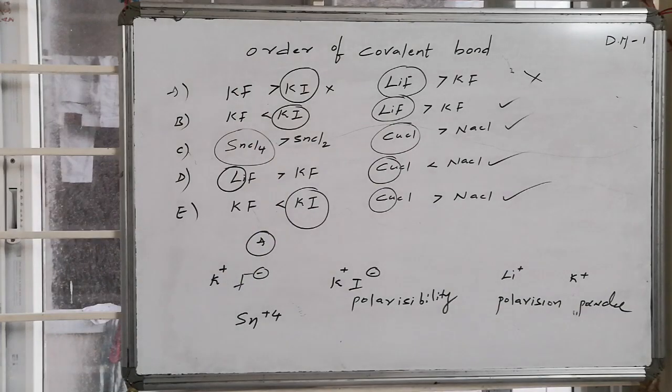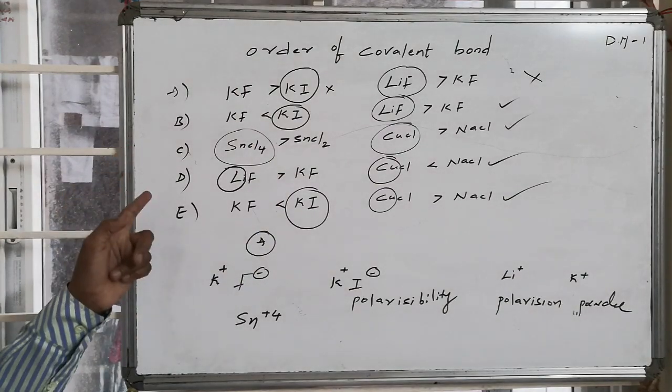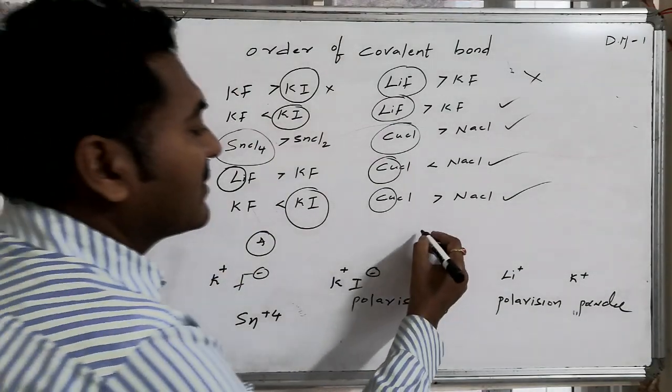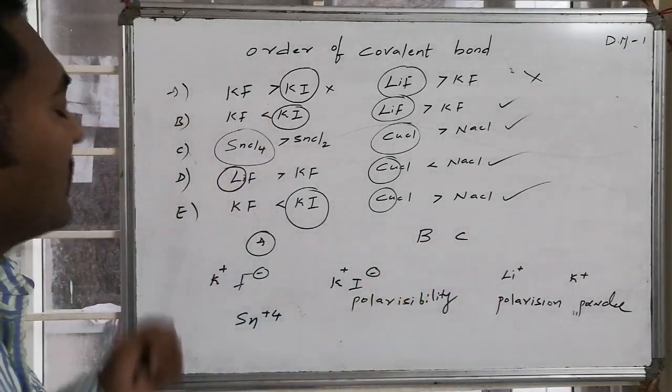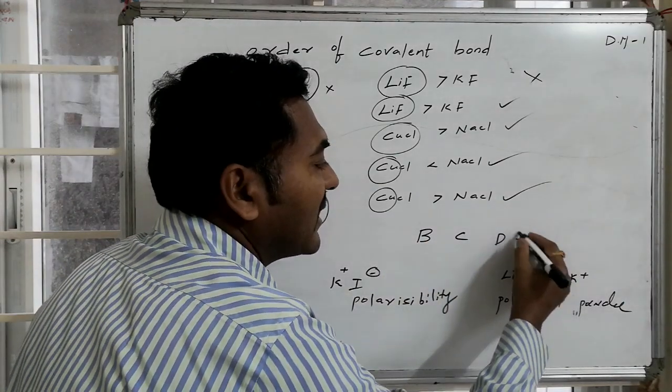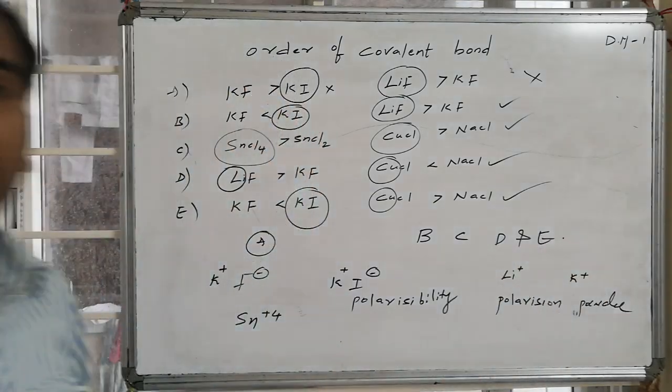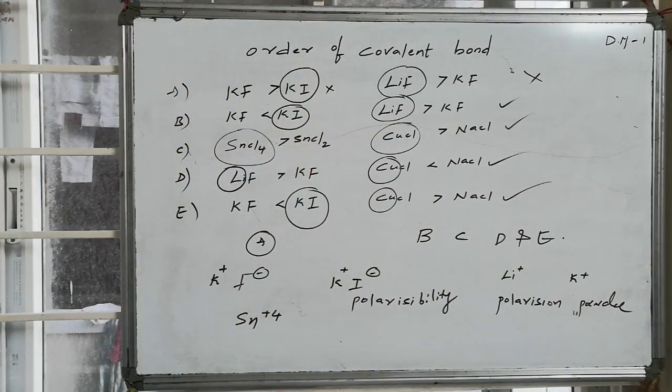Hence out of these given set of options of A, B, C and D, here the correct answer appears to be B is correct, and C is correct, followed by D is correct, as well as E also appears to be correct regarding the covalent character.